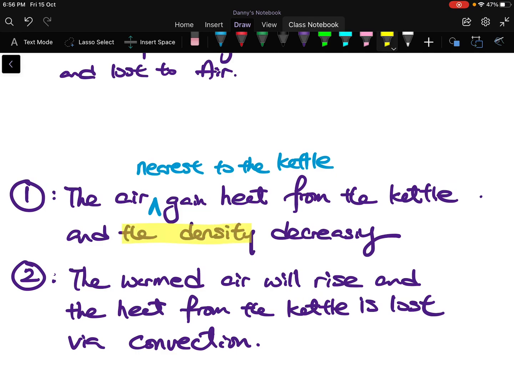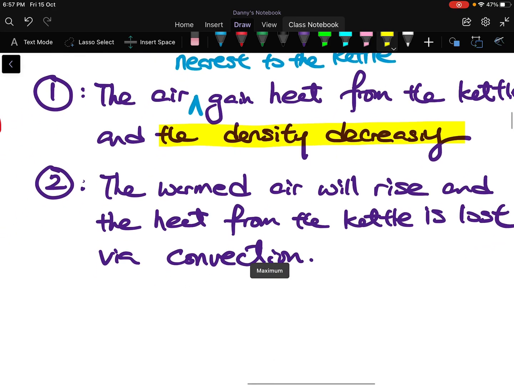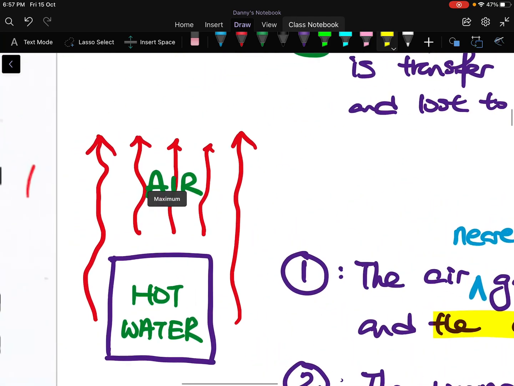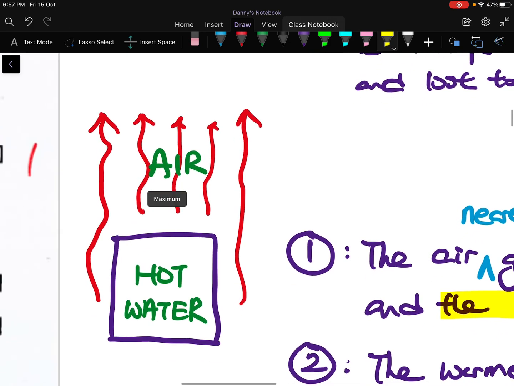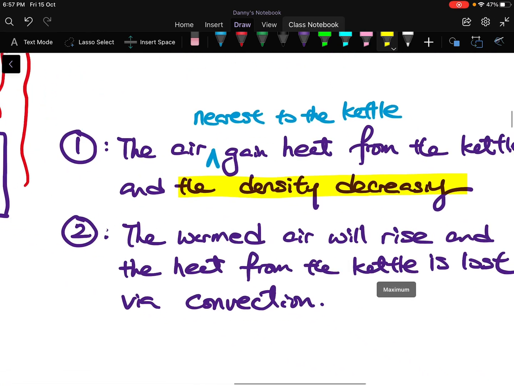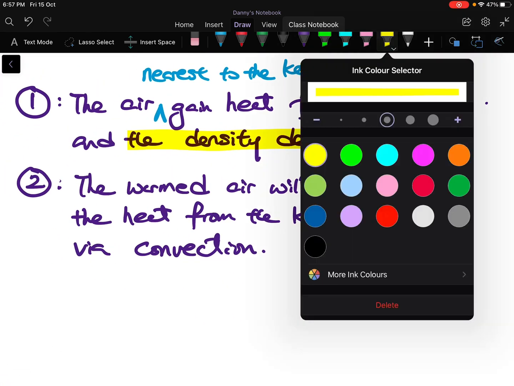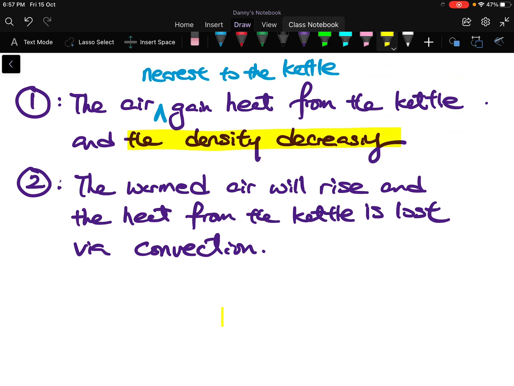And of course, for the most immediate effect, you can tell me that the volume expands and so on, but the rising effect comes from the drop in density. So you need to tell me the key, the change in the density. What will happen next is that this air, after it gains the heat from the kettle, will warm up and its density will become lower and it will rise. And as it rises, it will carry the heat away. So you just need to tell me how this warm air rises and how the heat is carried away by convection.